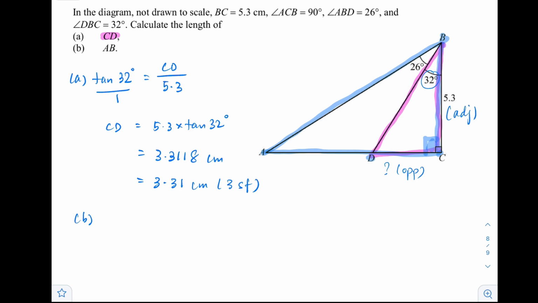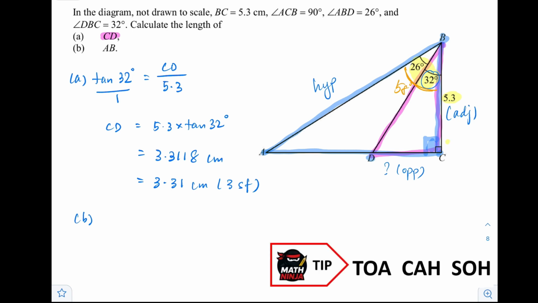So if we look at this triangle, right, we can see that AB is actually the hypotenuse of this big triangle ABC. The reference angle would not be 26 degrees or 32 degrees, but instead the reference angle is a combination of these two angles, which actually gives us 58 degrees. That is our reference angle, right? We already have the 5.3, which we already know is actually the adjacent side next to the reference angle, and what we want to do is find the hypotenuse.